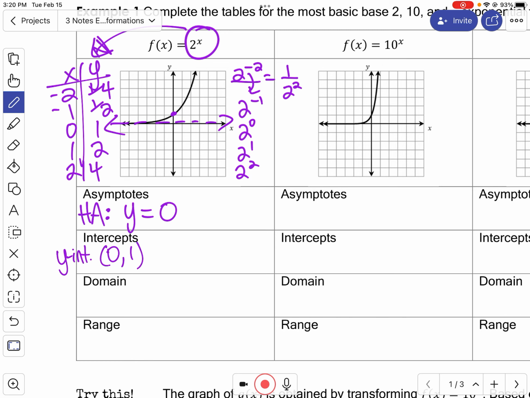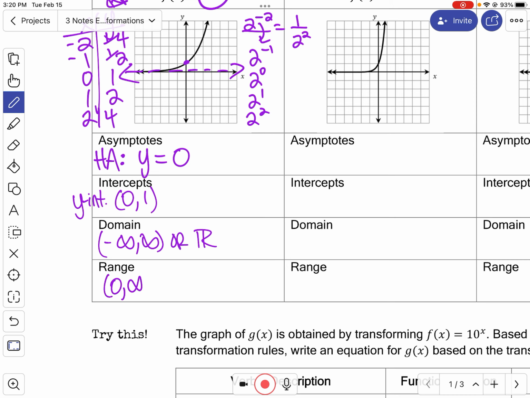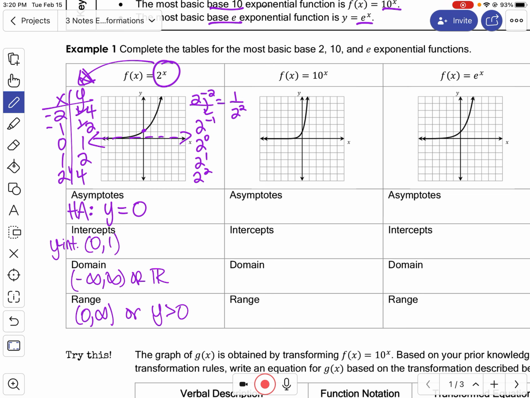And then your domain, looking at it, is continuous to the left and right, so you can either write -infinity to infinity, or you can write all real numbers. Okay, so the range, looking at it, it's all the positive values, so you can either put from 0 to infinity, not including 0, or you can put y is greater than 0. I don't really care which way you write it. Okay, so that's the parent function if the base is 2.